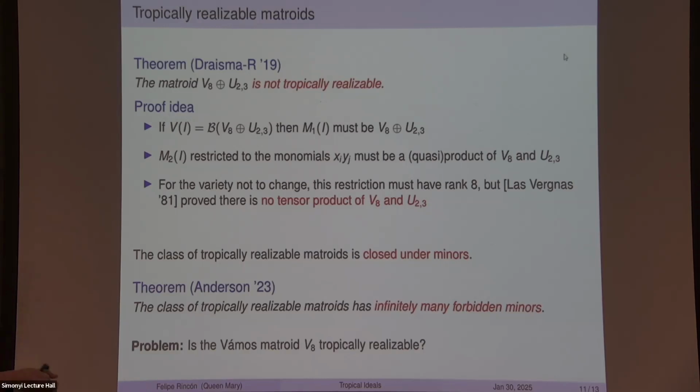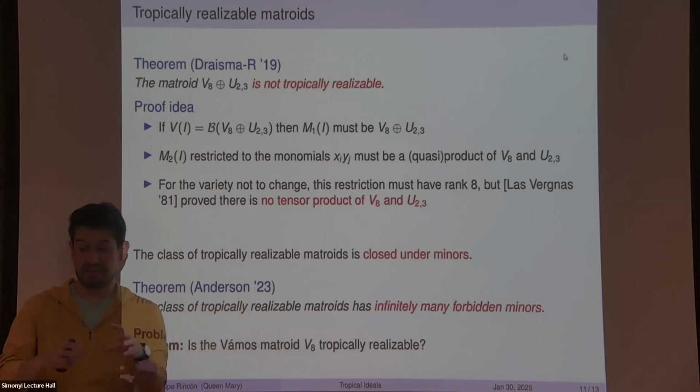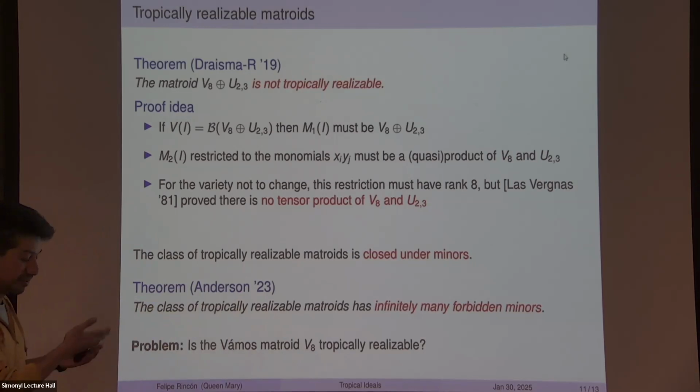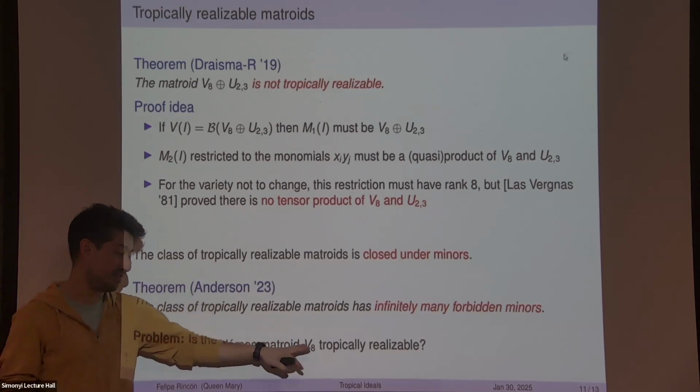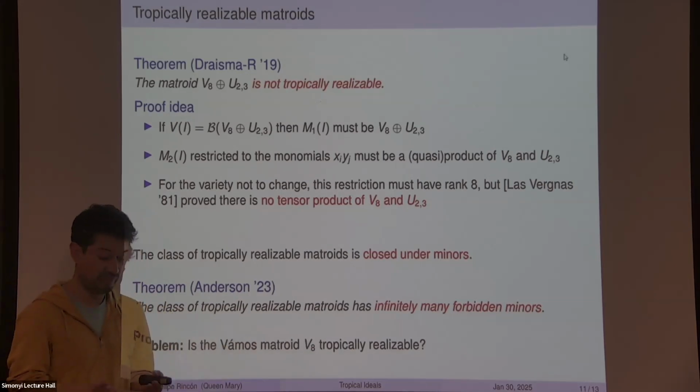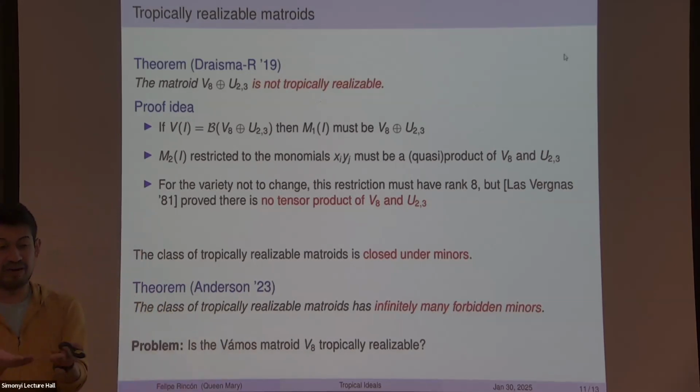A very concrete problem that I think we are at the stage of attacking now, even computationally, is: is the Vamos matrix tropically realized? So let me tell you, my guess today would be that it's not. And one way you could prove that it's not is, well, suppose you have an ideal where the Bergman fan of the Vamos matrix is the variety. That means in degree 1, you have 8 variables, 8 monomials of degree 1. The matrix you have in degree 1 is the Vamos matrix.